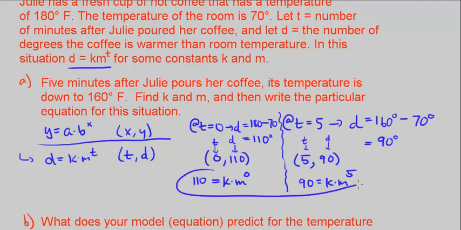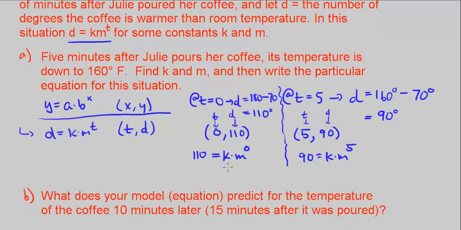So now we have 2 equations. We can use both these equations now to just solve for the variables K and M, right? So let's go ahead and simplify these. M to the 0 power, we know anything to the 0 power is 1. So this is 110 is equal to K times 1. Well, K times 1 is just K, so we know right away K is equal to 110. Likewise, we can go ahead and plug this value into this equation. We get 90 is equal to, plugging in K is 110, 110 times m to the 5th power.